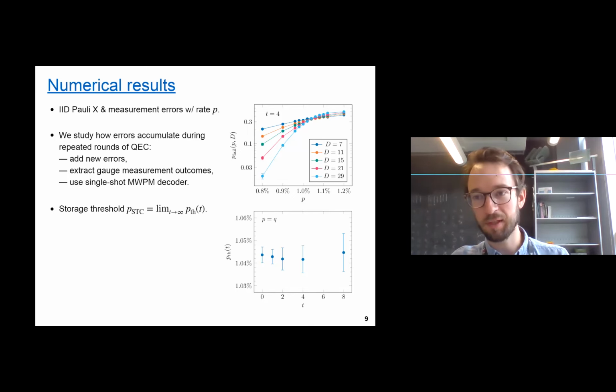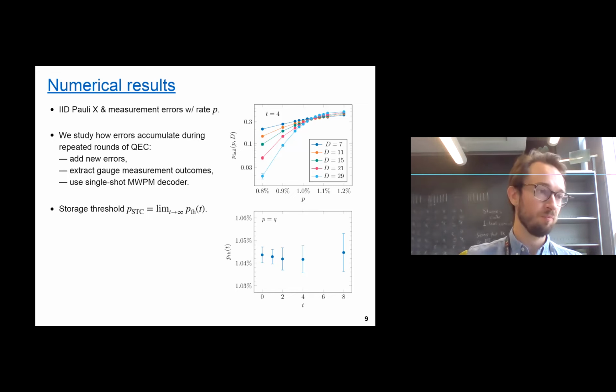But from what we can see, repeated rounds of error correction, noise, and recovery really isn't changing the error threshold, which was definitely something that was surprising to us. We were expecting it to drop in some sense, but within our numerical accuracy, it doesn't seem to have changed at all. It's stable at about 1%.